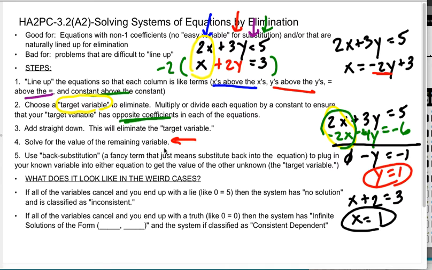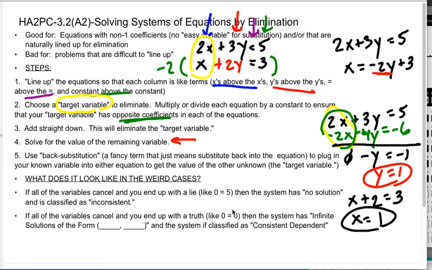I would suggest that you make the coefficients opposite and then add. What do the weird cases look like? Well, the weird cases look the same way they looked when we did substitution in the last section. If all of your variables disappear, you don't just eliminate x, but you accidentally eliminate both x and y, then what's left is a lie, like 0 equals 5, and that's going to be a no solution situation. It's going to be inconsistent.